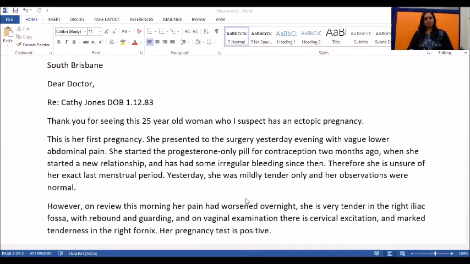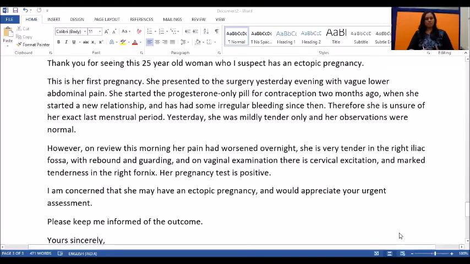So we start off with, this is her first pregnancy. She presented to the surgery yesterday evening with vague lower abdominal pain. She started the progesterone-only pill for contraception 2 months ago when she started a new relationship and has had some irregular bleeding since then. Therefore, she is unsure of her exact last menstrual period. Yesterday, she was mildly tender only and her observations were normal. So these are our findings for the first day.